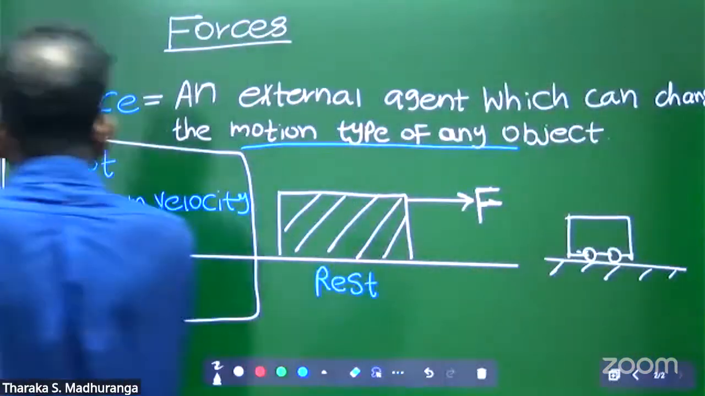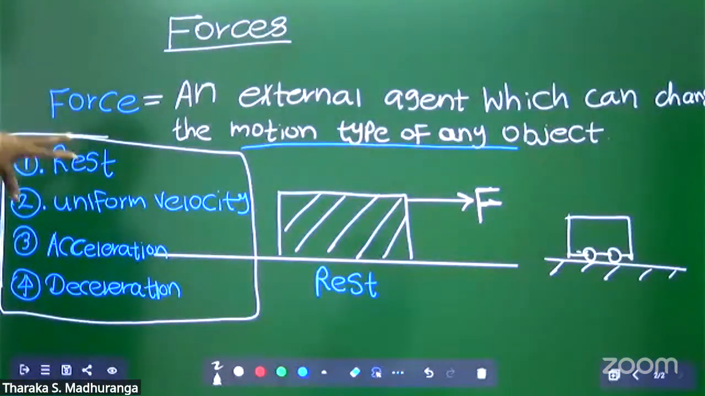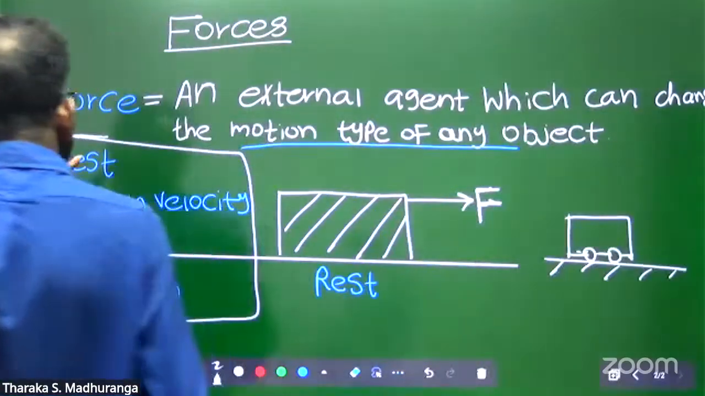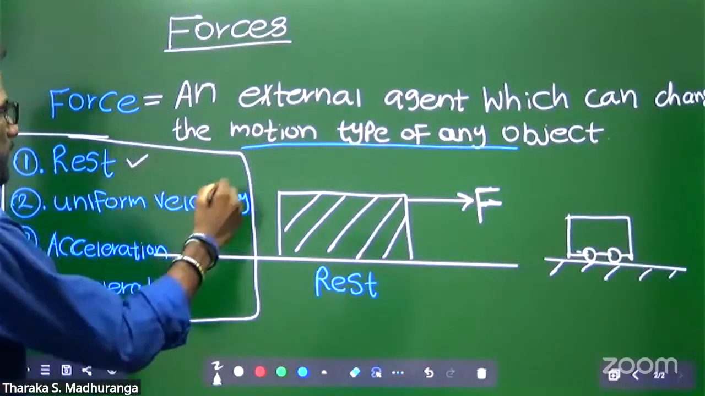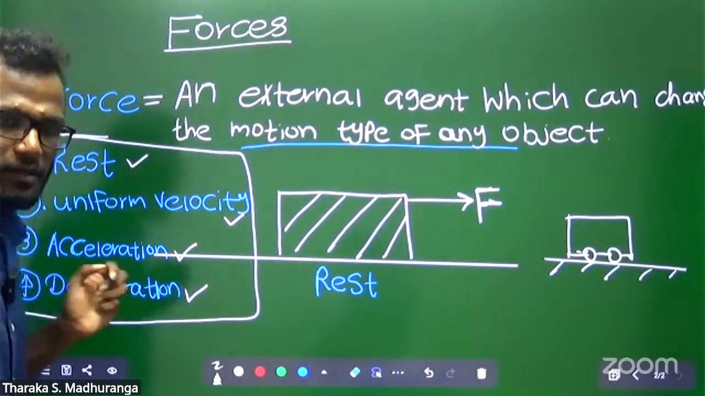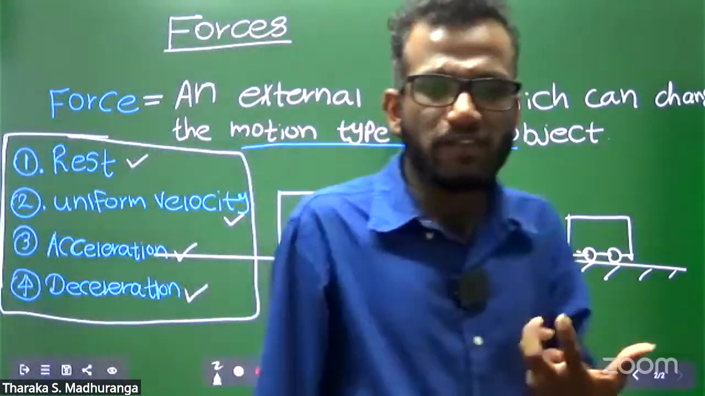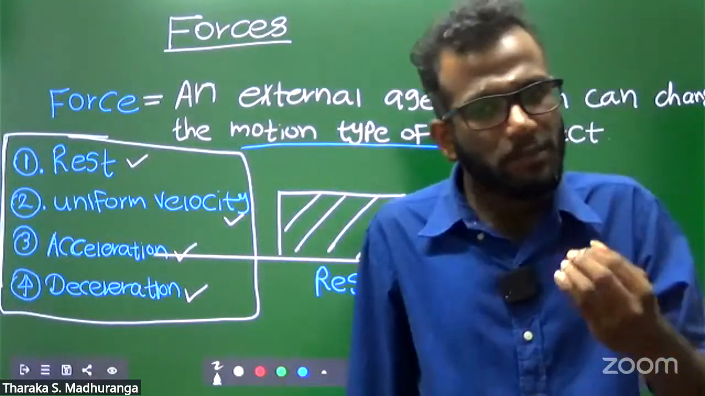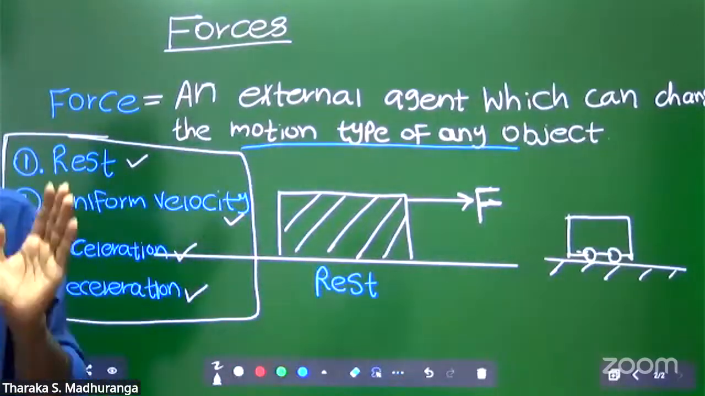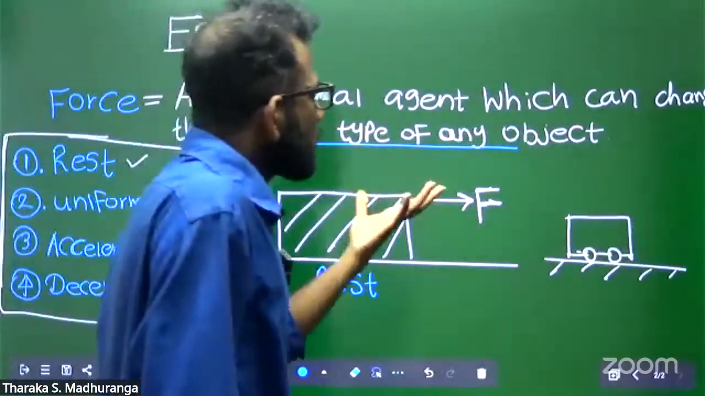In linear motion, the main motion types we discussed can be rest, uniform velocity, accelerate or decelerate. What is the meaning of force? Still we are discussing force. What's the meaning of force? That's an external agent which can change the motion type of any object.